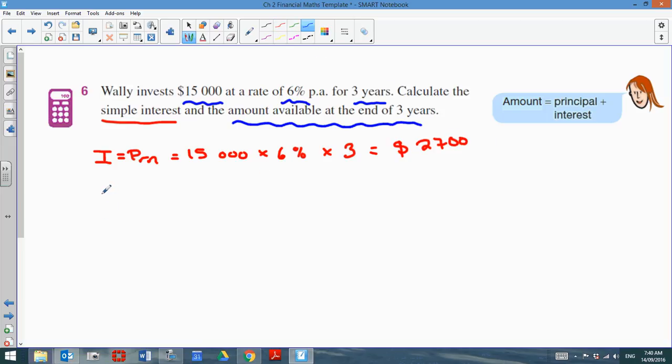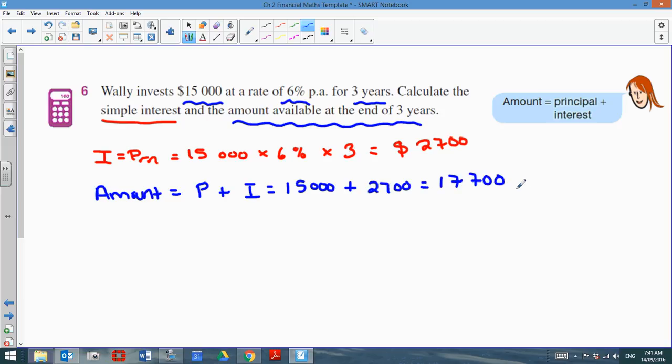However, if I want to know the total amount available, the amount available at the end of 3 years is going to be how much I put in plus the interest that I've earned. So it's going to be my principal amount plus the interest. So for me, that would be $15,000 plus the interest, which is $2,700. All right, so I'm going to wind up with $17,700.